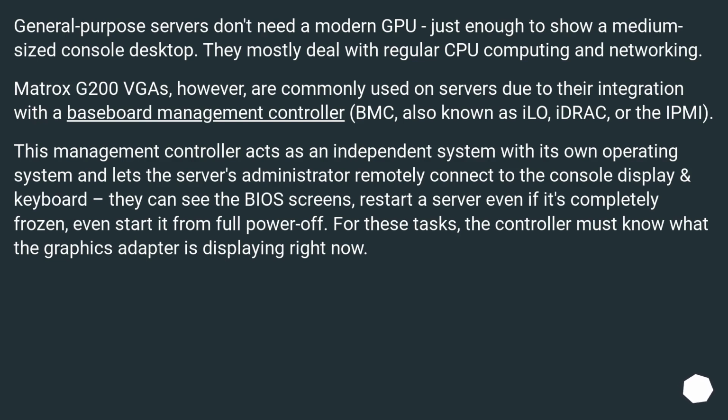This management controller acts as an independent system with its own operating system and lets the server's administrator remotely connect to the console display and keyboard. They can see the BIOS screens, restart a server even if it's completely frozen, even start it from full power off. For these tasks, the controller must know what the graphics adapter is displaying right now.